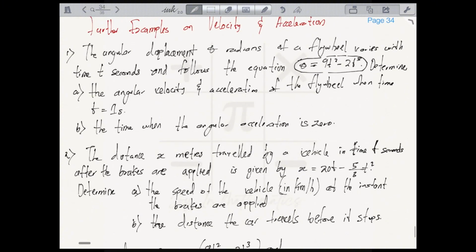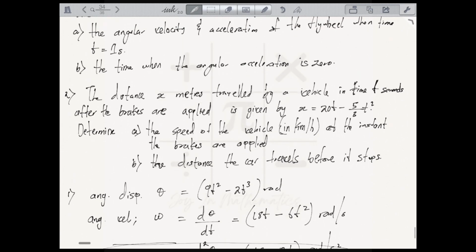Let's go to the second question. It says the distance x meters traveled by a vehicle in time t seconds after the brake is applied is given by this expression. Determine A, the speed of the vehicle in kilometers per hour at the instant the brakes are applied, and B, the distance the car travels before it stops.